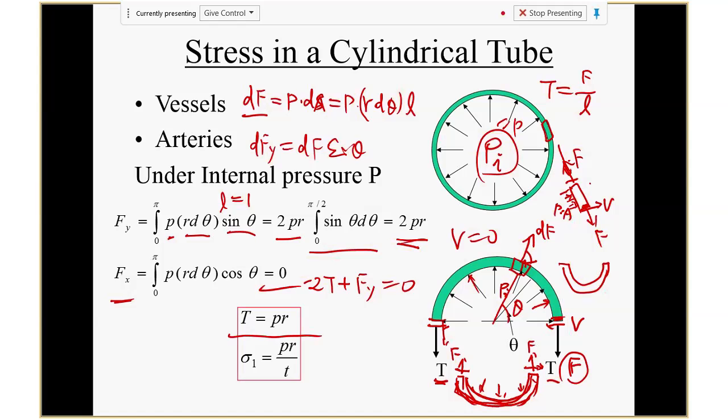Now, if we know T equals PR, now what's the stress, sigma? Sigma is supposed to be T over the area. What's the area? This area, the cross section, is supposed to be thickness times L. L equals 1, right? So therefore, sigma we'll find is equal to this one. You just divide by t because L is 1. Remember, L equals 1. So this is already for L equals 1.